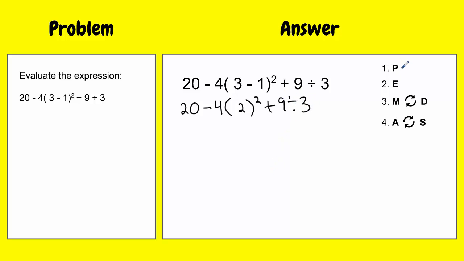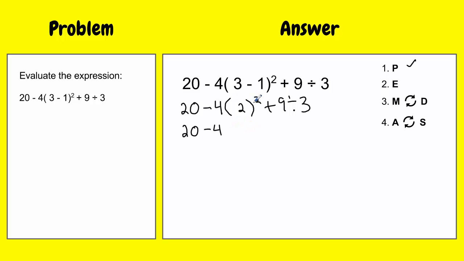So step 1 was parentheses. I simplified it and I got 2. There's nothing else I can do with this. There's no other addition, subtraction, multiplication, or division in here. Therefore, step 1 is complete. Then I move on to step 2, which is evaluate the exponents. So I do have exponents here. I'm going to do that next. So I'm going to copy everything else the same way.